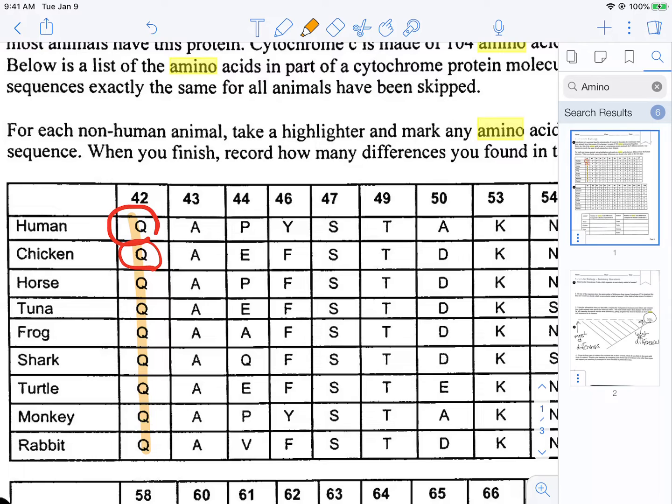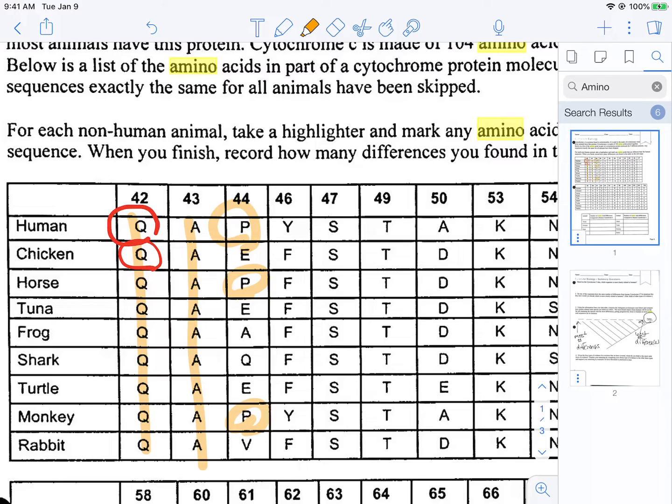Now for our 43rd amino acid, we're going to look at the other ones, so they're all the same. And then boom, we got some differences. A human, for its 44th amino acid, has the letter P, okay? That means anybody else who has a P is closely related to us, okay? So if you don't have a P, then you're different.